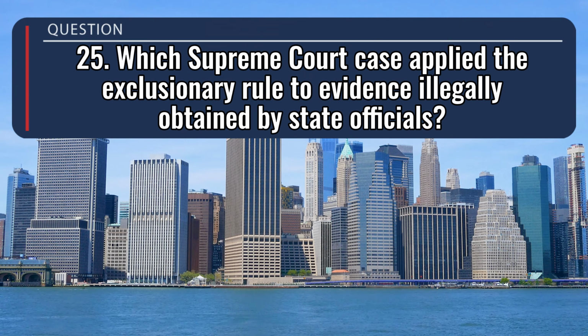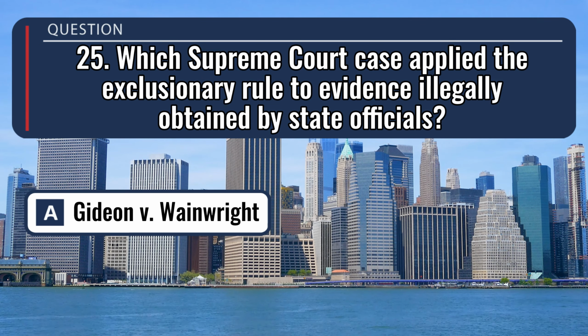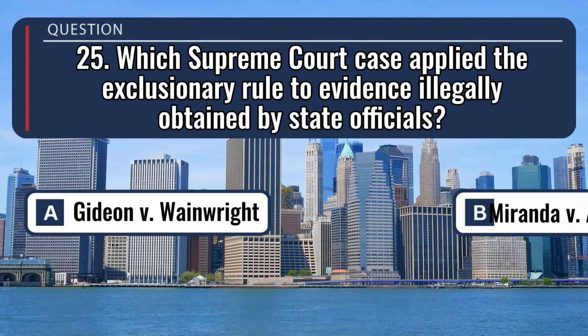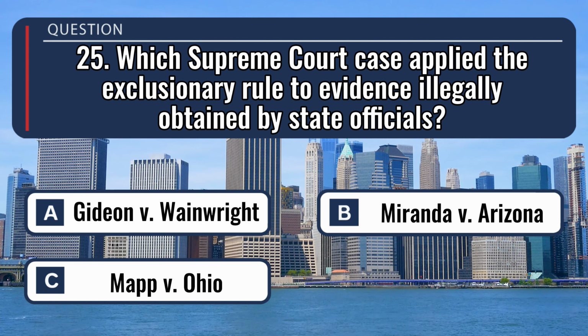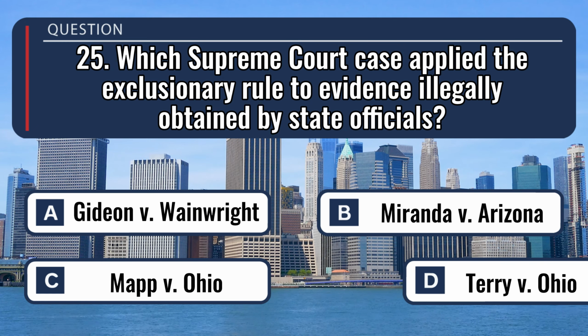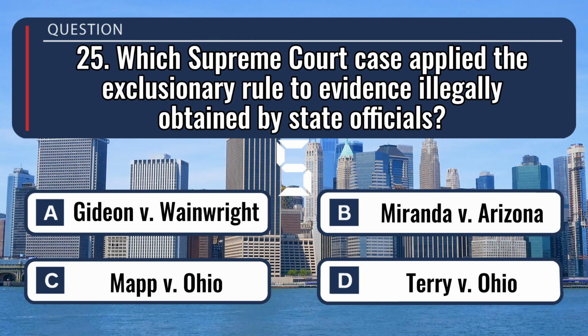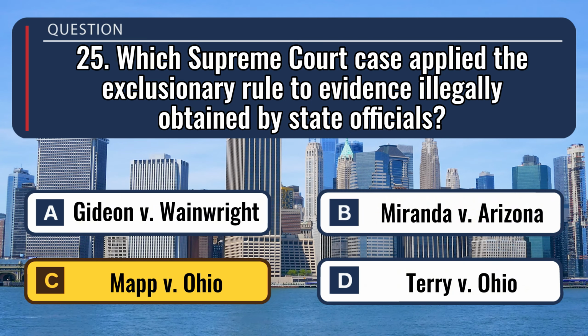Question 25. Which Supreme Court case applied the exclusionary rule to evidence illegally obtained by state officials? A. Gideon versus Wainwright. B. Miranda versus Arizona. C. Mapp versus Ohio. D. Terry versus Ohio. The correct answer is C. Mapp versus Ohio.